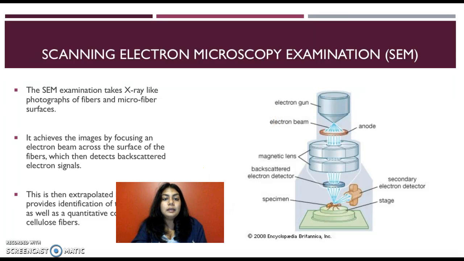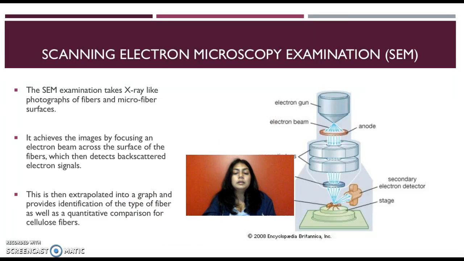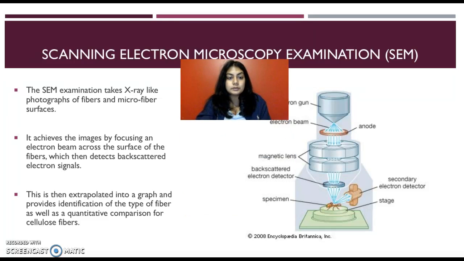Now, the scanning electron microscopy examination, or SEM, takes X-ray-like photographs of fibers and microfiber surfaces. It achieves the image by focusing the electron beam over here across the surface of the fiber, which is the specimen. Then it is reflected, or it gets detected or backscattered by electron signals, which is the secondary electron detector in this image here.